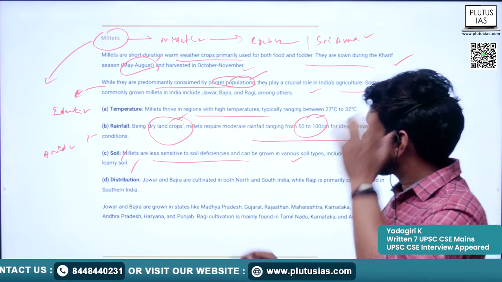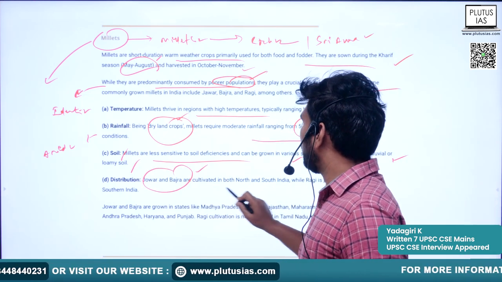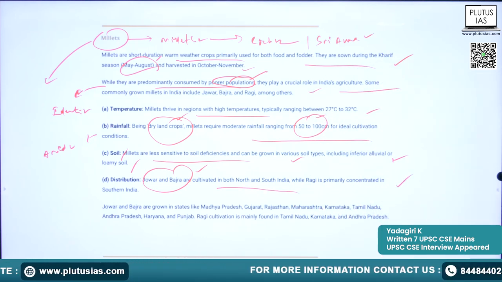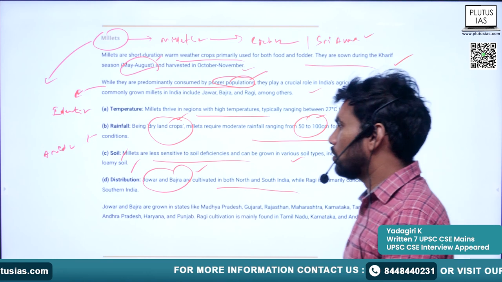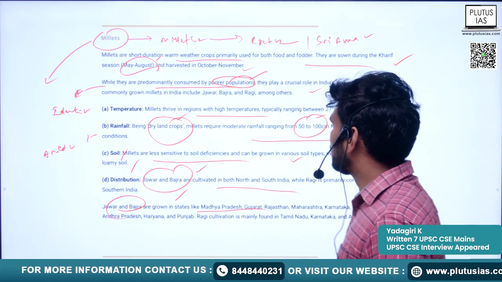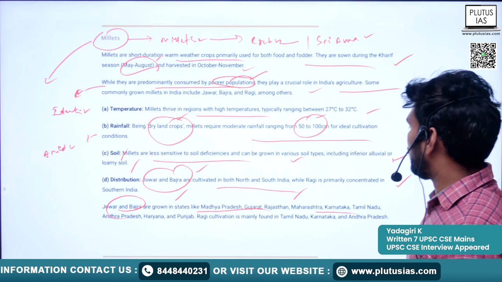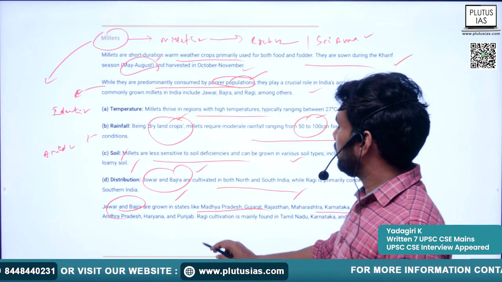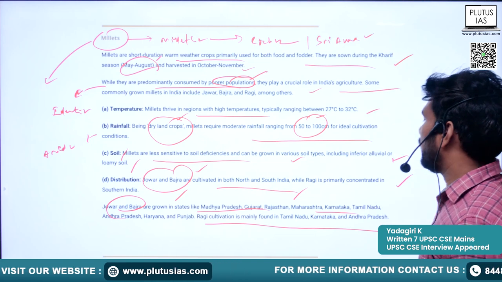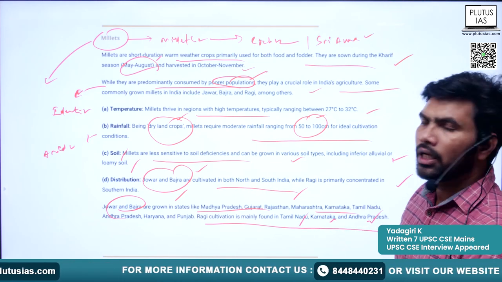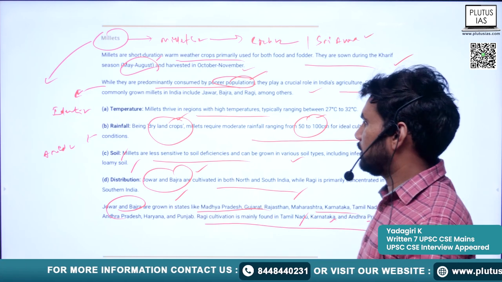Distribution: Jowar and Bajra are cultivated in both North and South India, while ragi is primarily concentrated in South India. Jowar and Bajra are grown in states like Madhya Pradesh, Gujarat, Rajasthan, Maharashtra, Karnataka, Tamil Nadu, Andhra Pradesh, Haryana, Punjab. Ragi cultivation is mainly found in Karnataka, Tamil Nadu and Andhra Pradesh. So this is about the millets.